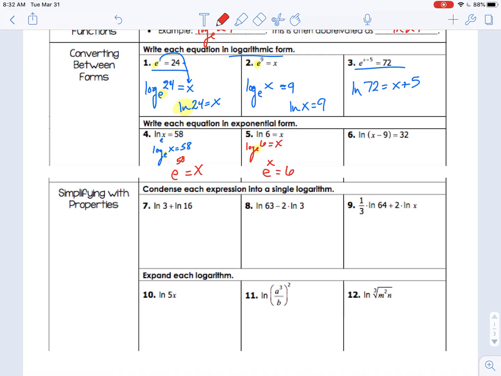And why don't you guys pause the video, write out number 6 here, and don't worry about simplifying or solving for x or anything. Just write it out as an exponent. So this is log base e. So e to the exponent always comes from here. e to the 32 equals x minus 9.